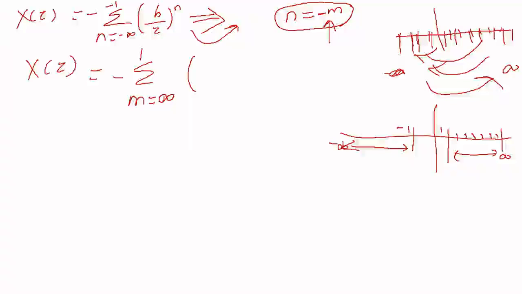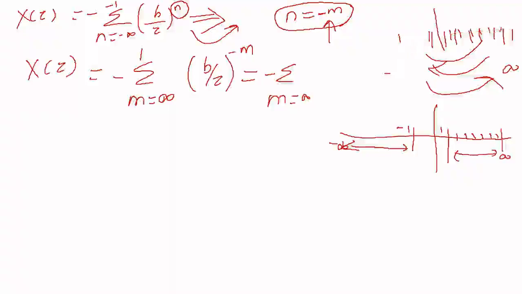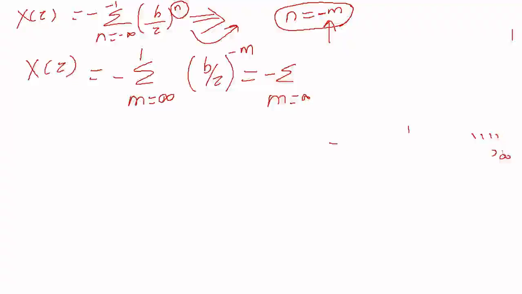Again here it is b by z, and this n in b by z to the n should be replaced by minus m. This also can be written as summation of m equal to infinity to 1. Let me rub this. I can write like this also, right?